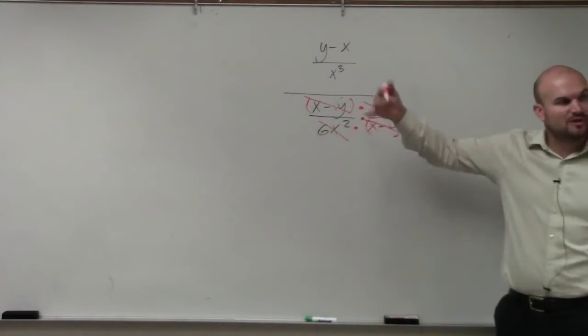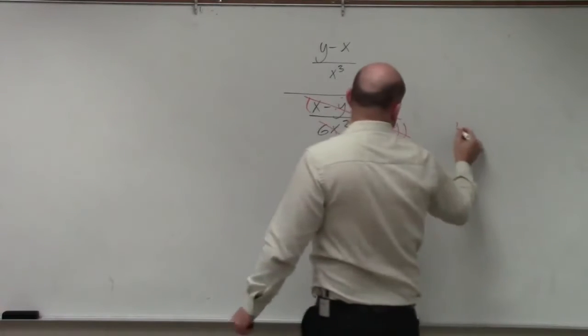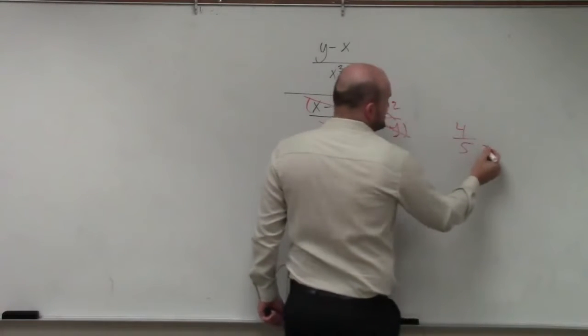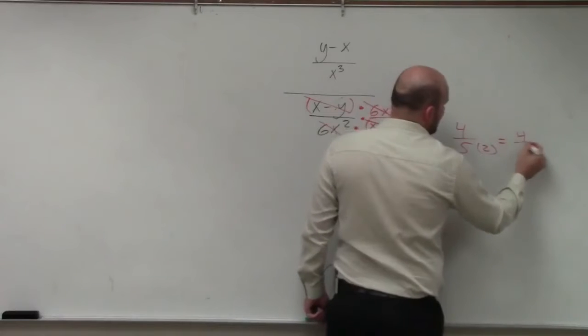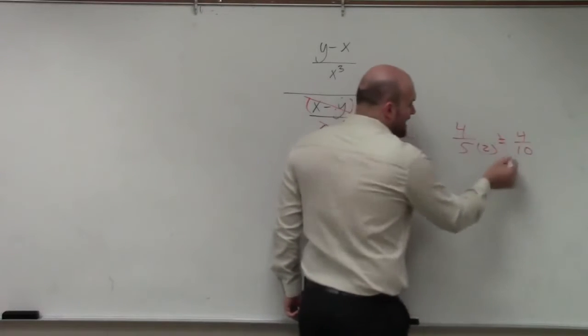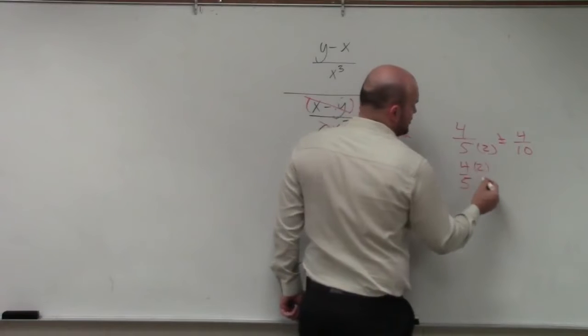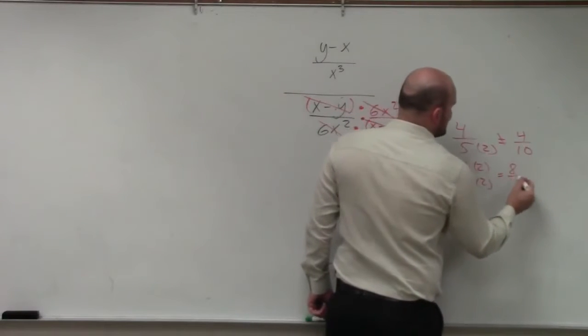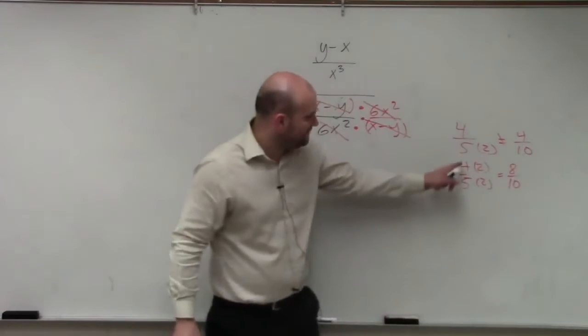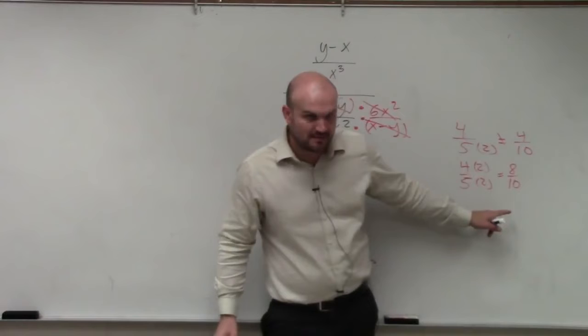But remember, to keep equivalent fractions, if you had the fraction 4 over 5 and you just multiply the denominator by 2, you now have 4 over 10. Those are not equal to each other. But if you have 4 over 5 and you multiply by 2 over 2, you get 8 over 10. Do you guys agree with me that 4 over 5 is equivalent to 8 over 10?